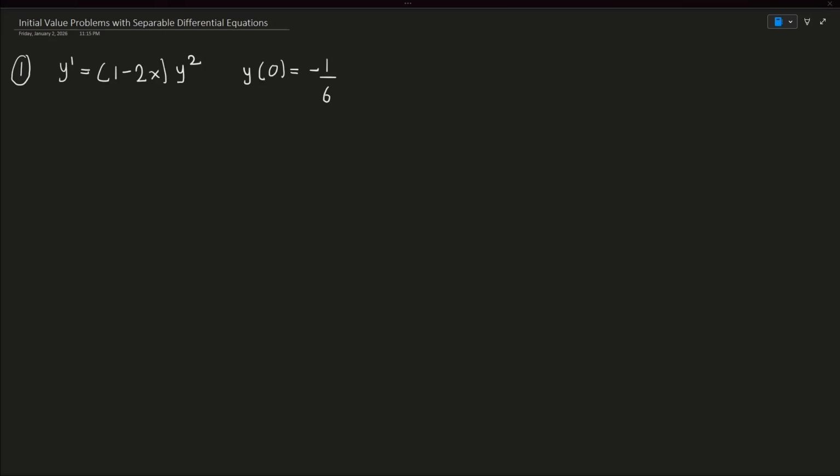Now let's cover initial value problems with separable differential equations. This is not much different than what we did previously with separable differential equations, where we solve the differential equation and then plug in the initial value. Remember, guys, the initial value is a point given to you. The input will be your x point, so this will be 0, and the output will be your y, which is going to be -1/6.